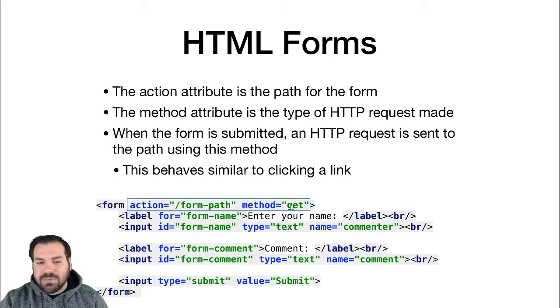The method is going to be GET. So submitting this form is going to submit a GET request to the path form-path. On your server side, you're going to look for method equals GET, path equals form-path, and then handle this as a form submission with the data that the user entered. You're going to get that data, you'll be able to parse it, and do whatever you need to do with that data.